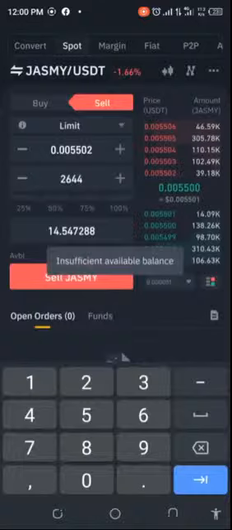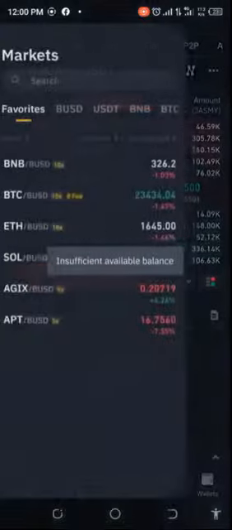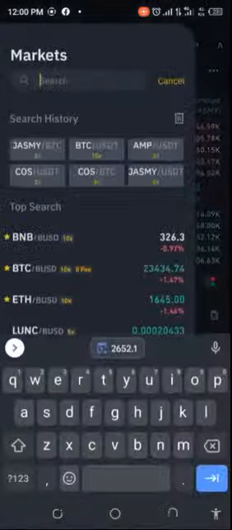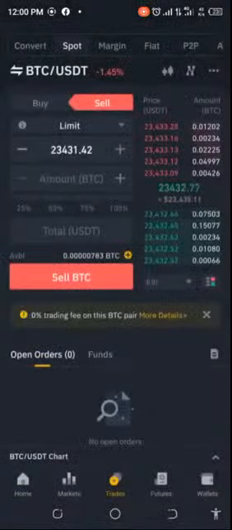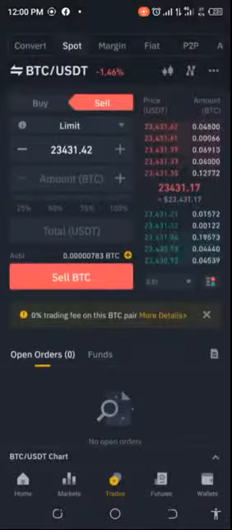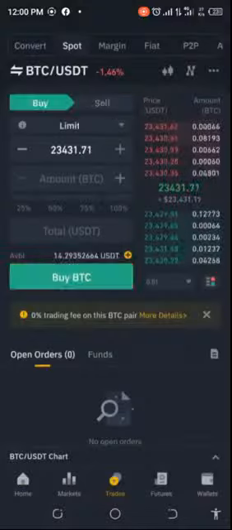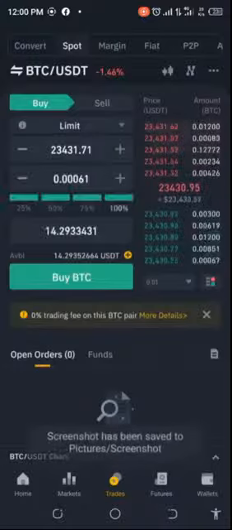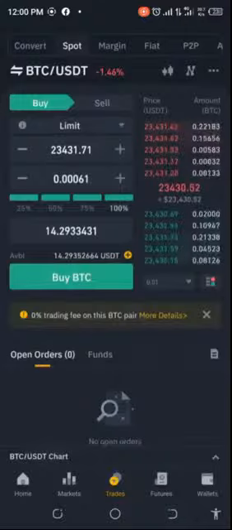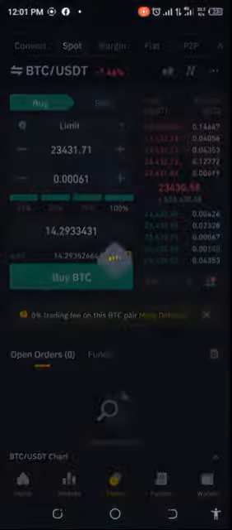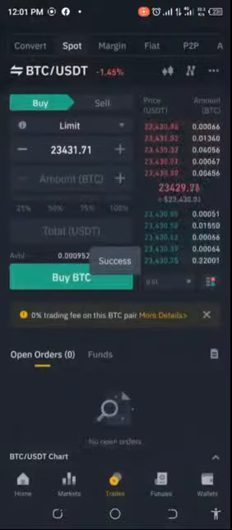First things first, everything we're doing is by limit. Don't forget that. We're going to be doing all of these by limit. So currently, I'm going to buy BTC by limit, and most times this executes practically immediately. Let me try that out. We're going to check and buy BTC. Okay, success. It has been executed right away.